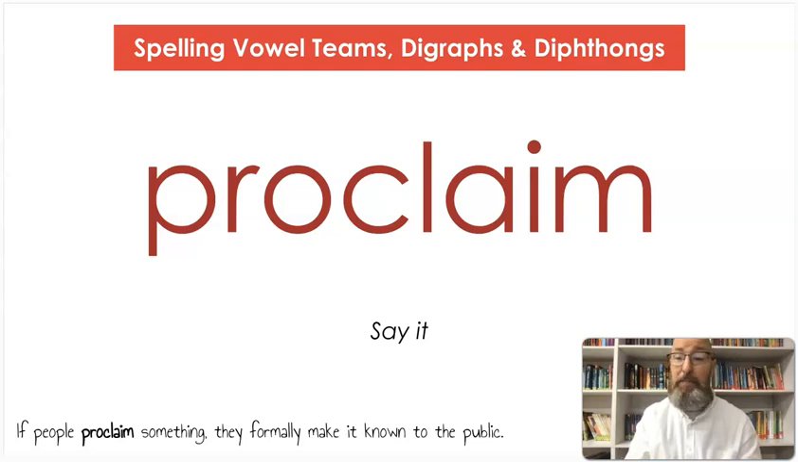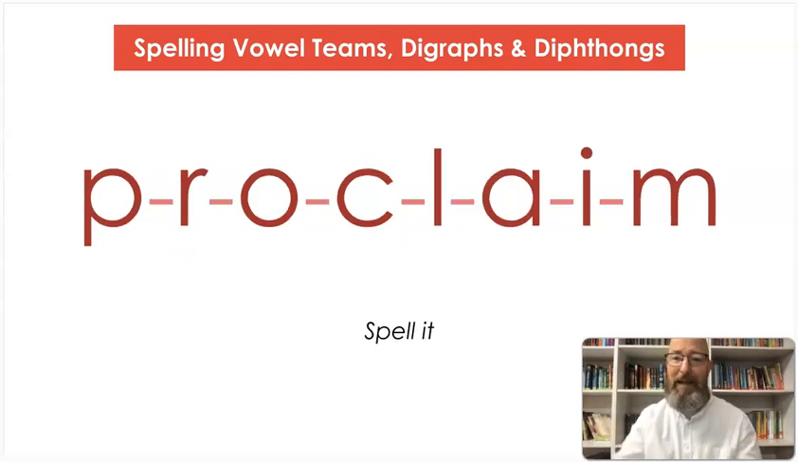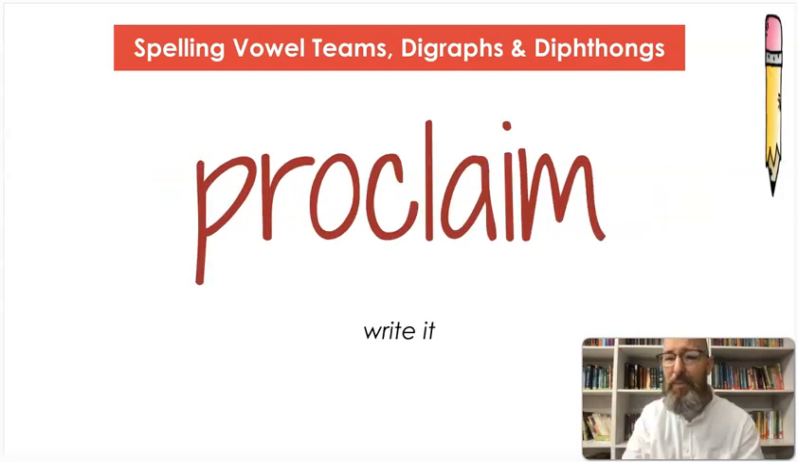The next word is proclaim. Say proclaim. If people proclaim something, they formally make it known to the public. Let's count the syllables. Proclaim. Proclaim. Let's spell it. P-R-O-C-L-A-I-M. Proclaim. And let's write it.